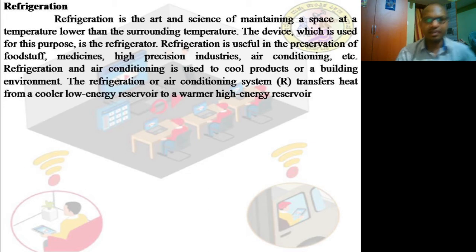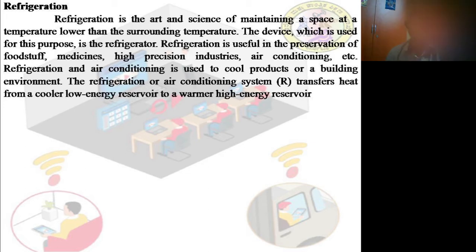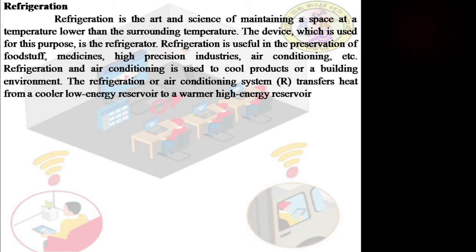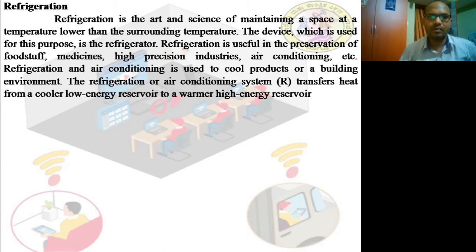Refrigeration and air conditioning is used to cool products, in order to maintain the temperature lower than the surrounding temperatures, and also in building environments.